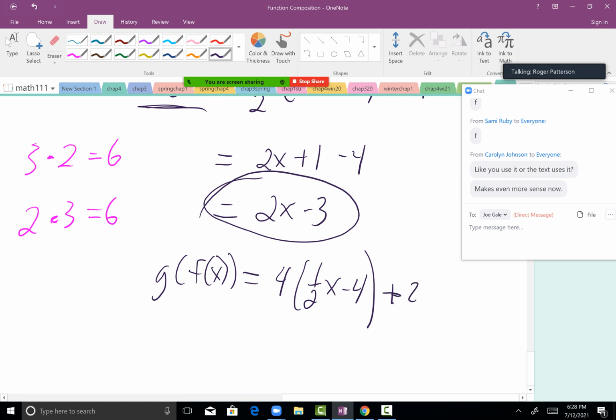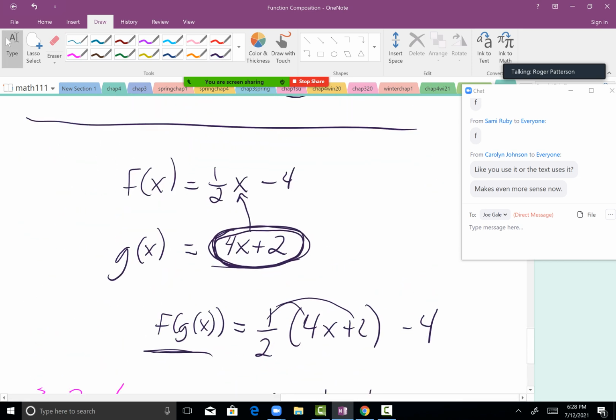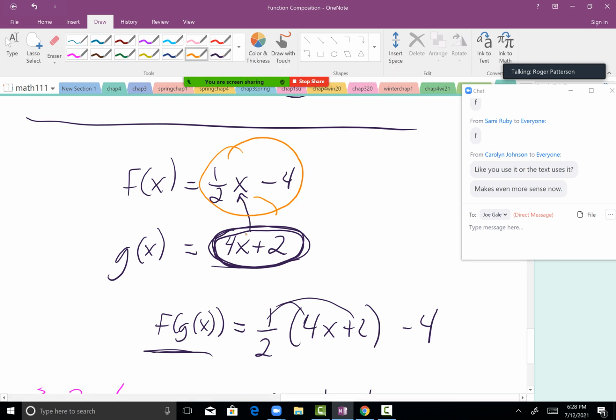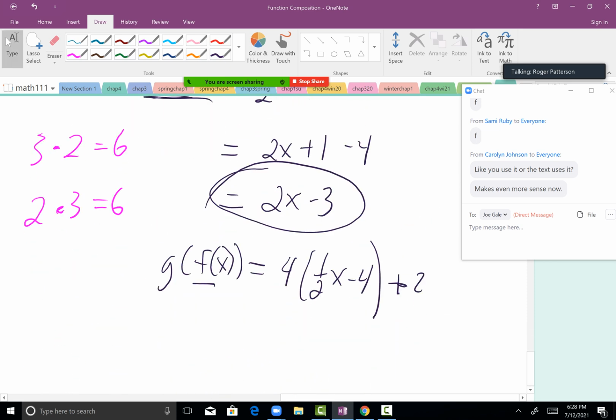Okay, so what I did was I took the f function, because I started with the f that's on the inside. I took that, the f, and put it into the x in the g. That's where that came from. So I'm going to get 4 times 1/2 x minus 4, and then add 2. Let's see if we get the same thing. So this is going to give me a 2x here. This is going to give me a minus 16 plus a 2.